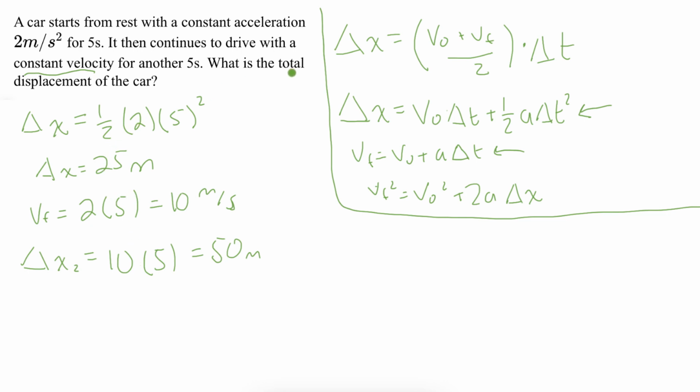Now, to find the total displacement, we just simply add these two values together. This one is the value gained during the acceleration, and this one is the constant velocity part for another 5 seconds. So the total change in x is equal to 25 plus 50, which is equal to 75 meters. And that is your answer.